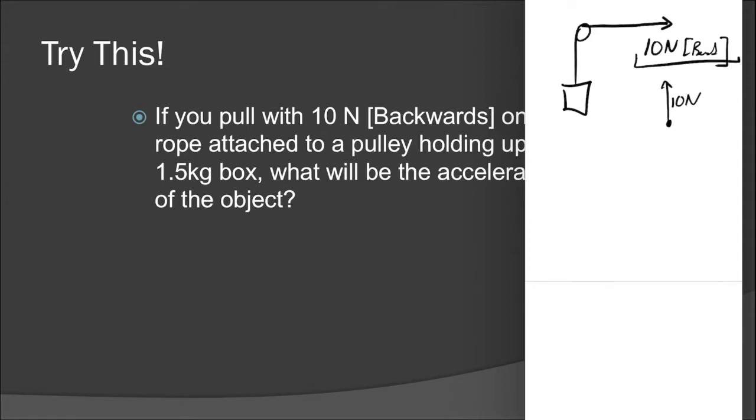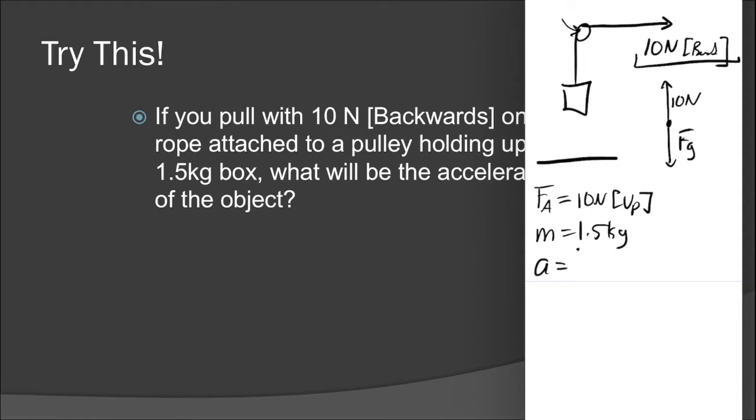On this box, we also have our gravity pulling it down. This question says that the pulley is holding this box up, so we can assume that it is off the ground, therefore there are no other forces acting on this box. So here, we will write down everything that we know. Our applied force, which is normally 10 newtons backwards, is now actually 10 newtons up because of our pulley. We also have our mass is 1.5 kilograms, and we wish to find the acceleration of this object.